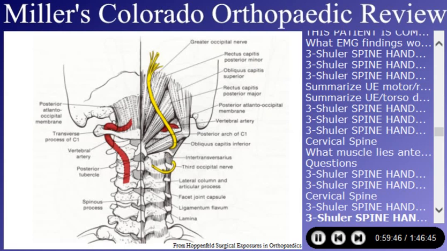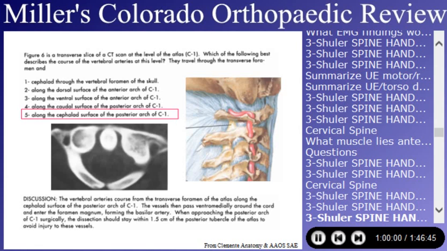Course of the vertebral artery is always a key testable item here. Don't forget it runs on the superior aspect of C1, goes posterior, and then traverses the midline to go through the foramen magnum. Test question: transverse slice CT scan, atlas. Which best describes this course of the vertebral artery?